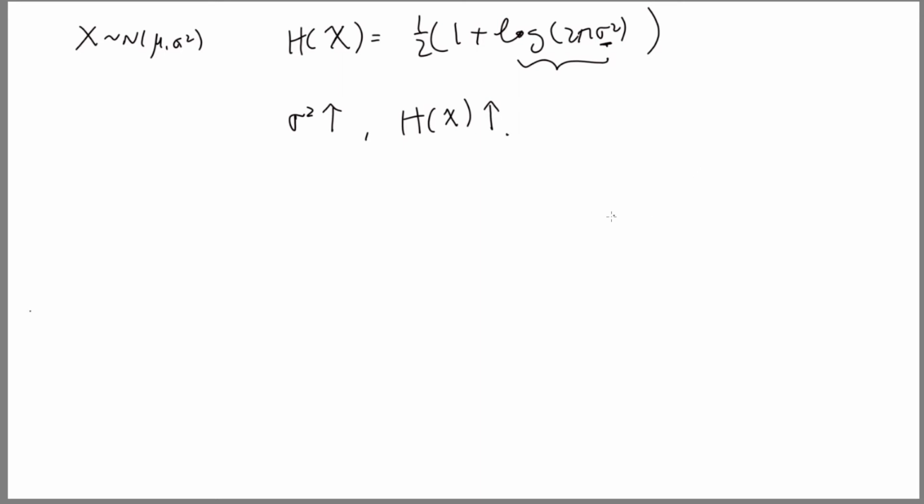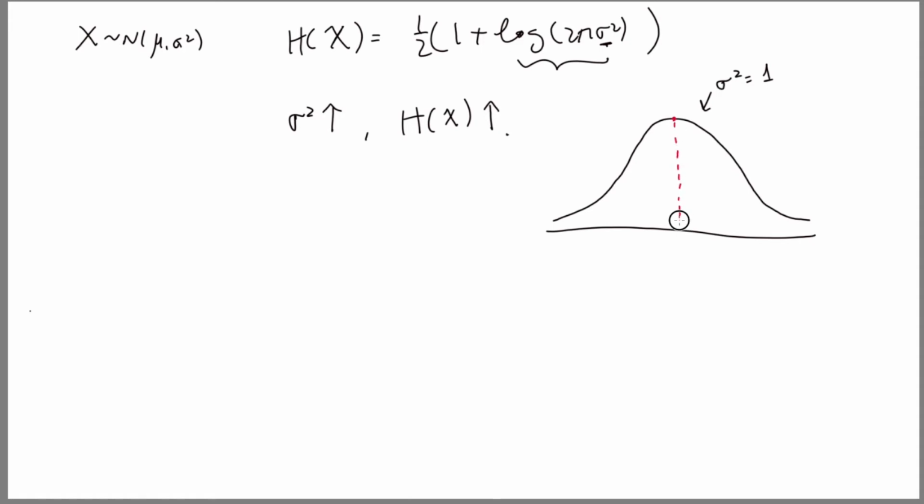Well, let's make sense of that, because what does a normal distribution look like? So a normal distribution looks like this. Let's say this is for sigma squared equals 1. But what happens when you increase the variance of the normal distribution? If we keep the mean the same, but increase the variance to, say, 4, the normal distribution gets fatter, with fatter tails. It will still be centered at the same place, but it will be much more spread out.